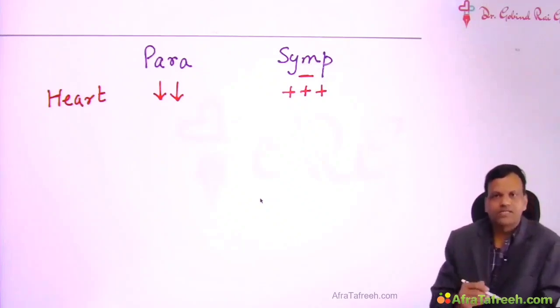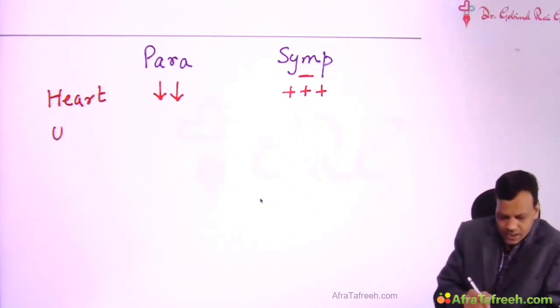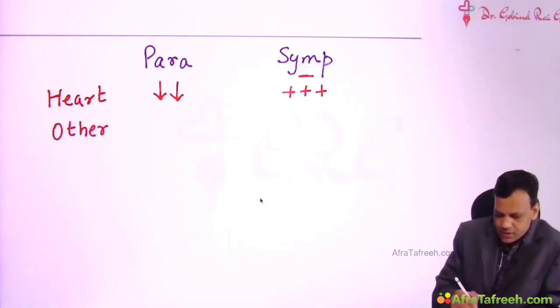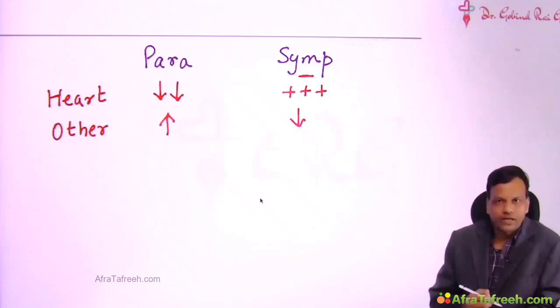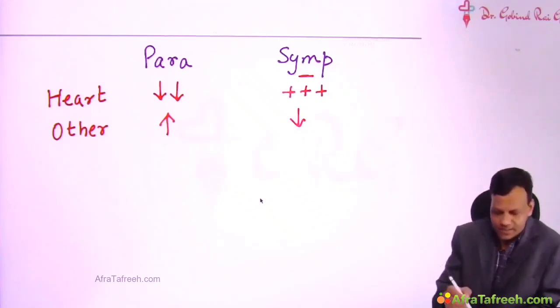At all other places apart from the heart, the action is opposite. That means parasympathetic will stimulate, sympathetic will inhibit. You can easily remember this thing. The sympathetic system stimulates the heart but relaxes most other places. The parasympathetic system depresses the heart but stimulates most other places. It will become more clear if we discuss what is the meaning of other places.